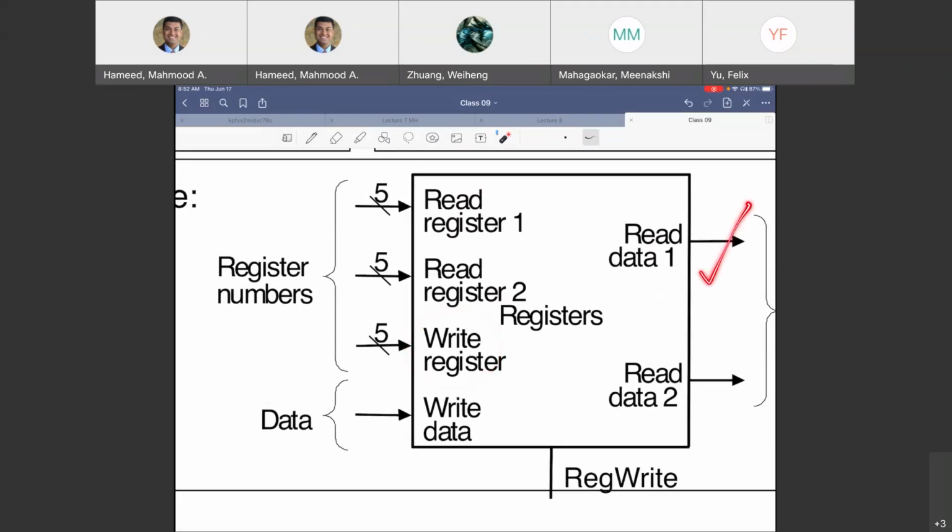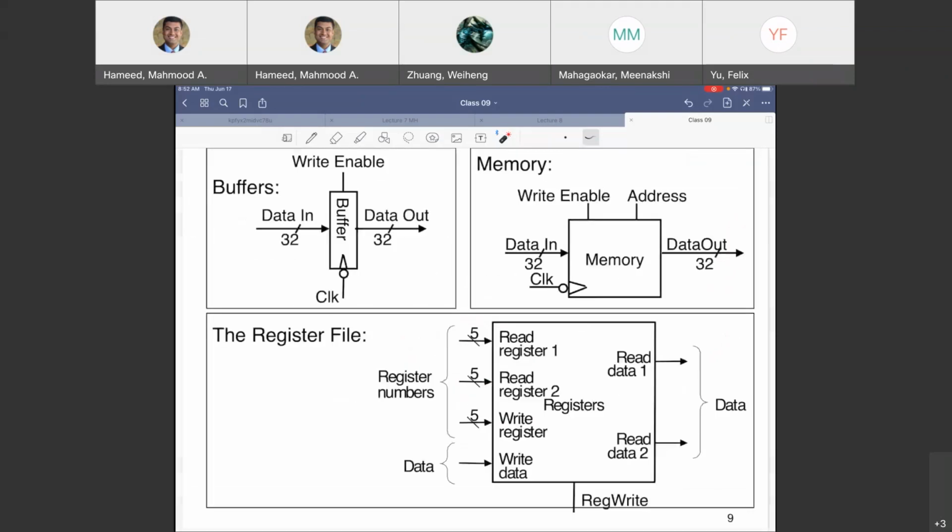Right? So you see, read data 1, read data 2. You are reading 2 registers. You are able to write to 1 register. All of this is what? Your register file. What does a register file have? 32 registers, right? So there are 32 registers in here.